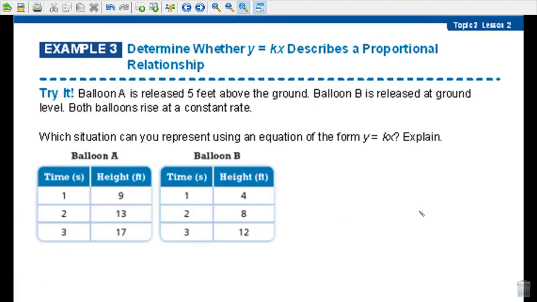All right. Example 3, try it. Go ahead, pause it.